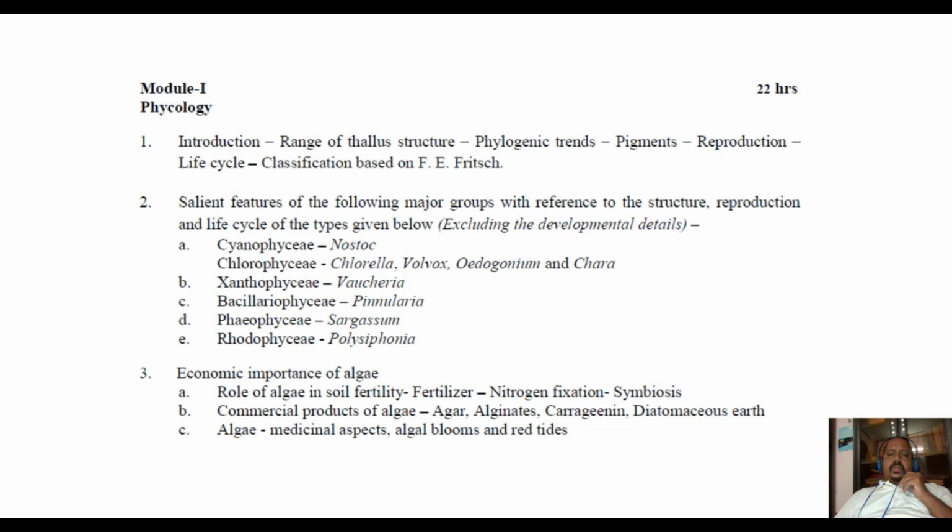In the third chapter, after studying all these types and orders, we will go into the details of the economic aspects and utility value of algae, where the role of algae in soil fertility is seen in detail. Then the fertilizer industry, nitrogen fixation, both by symbiosis as well as free-living forms of nitrogen fixers coming under the algae. Then the commercial products such as agar, alginates, etc. Then the diatomaceous earth, which is very important in the cement industry.